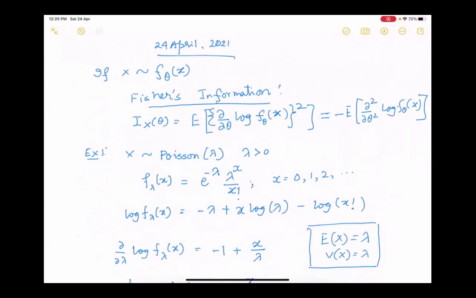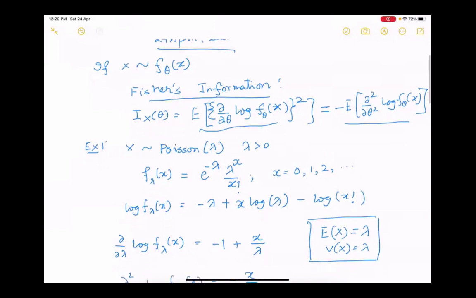I_X(θ) is the expected value of (∂/∂θ log f(θ; x)) whole square, or you can define it as minus the expectation of ∂²/∂θ² log f(θ; x). So when we did this Poisson distribution, we used this definition to calculate I_X(θ). But if you use this definition also, you will get the same answer. You're supposed to get the same answer. If you're not getting the same answer, probably you're making some calculation mistake.